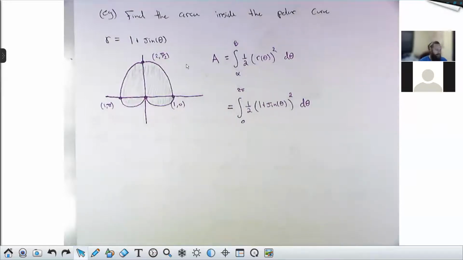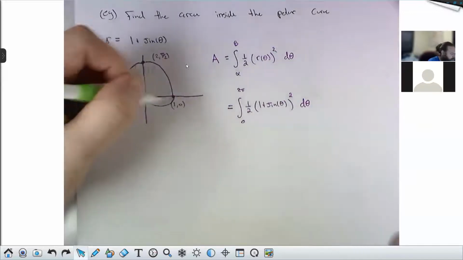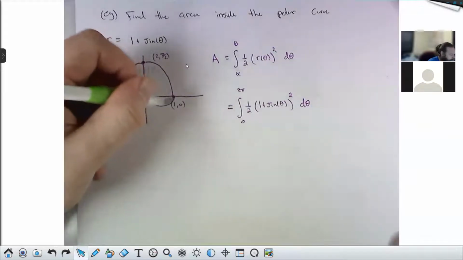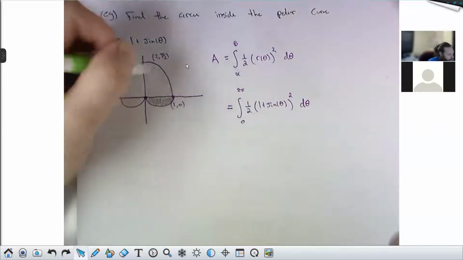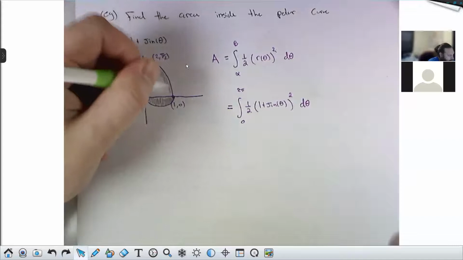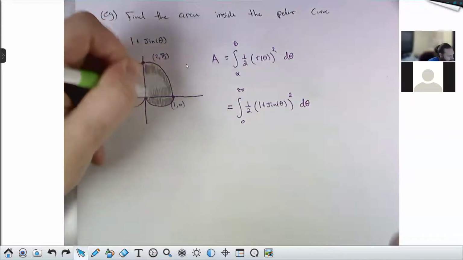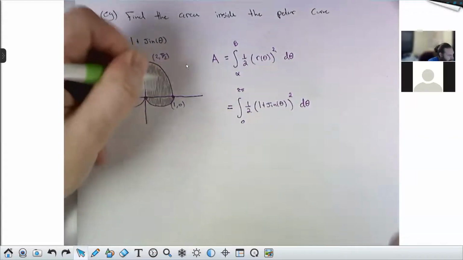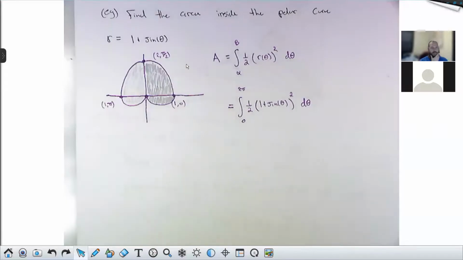But I can also exploit symmetry very nicely, and we should, wherever given the opportunity. And there's a lot of opportunity in polar coordinates. We should use the symmetry. So the dark shaded area here, if I multiply that by 2, I will get the total area. Agreed?